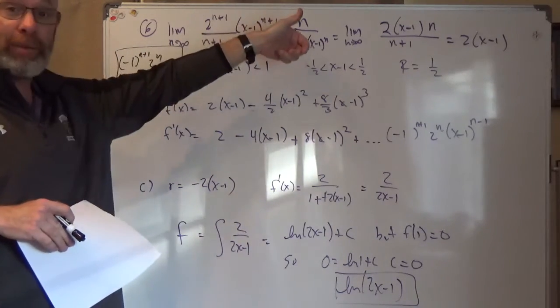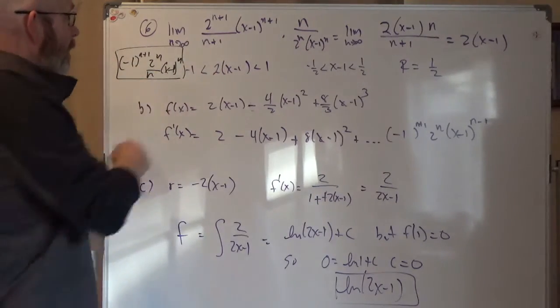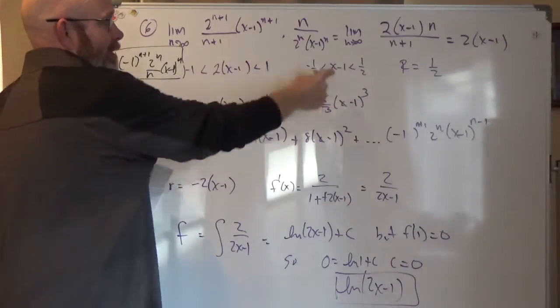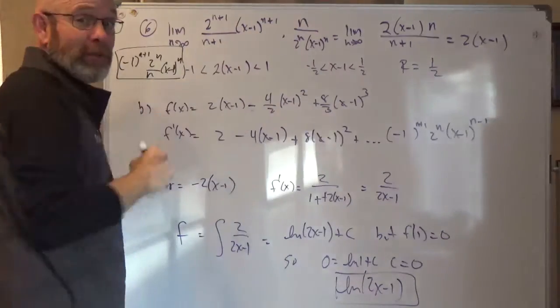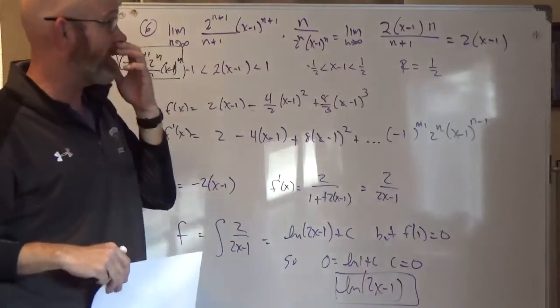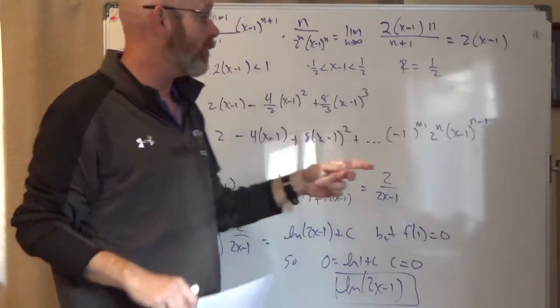So I just inverted and multiplied by its reciprocal: n over 2 to the n, (x minus 1) to the n. 2 to the n plus 1 over 2 to the n leaves me with a 2. (x minus 1) to the n plus 1 over (x minus 1) to the n leaves me with an x minus 1. And then I got an n and n plus 1, top and bottom. We're doing a limit as n approaches infinity. Powers of n are the same, so I'm just left with 2 times x minus 1.